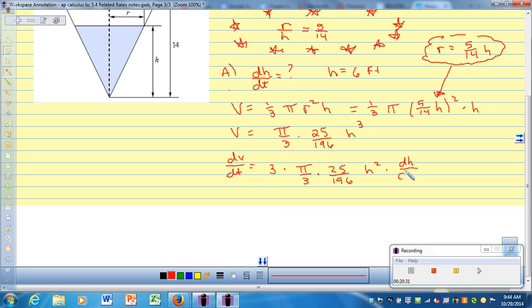And don't forget your dh/dt, the derivative of h cubed. All right, do we have everything we need? We have the dV/dt. That was given. Do we have h at the time we're interested in? Yep, that's 6. And we're looking for the dh/dt. So, pencil to the paper, get your calculators out, find it for me, please.